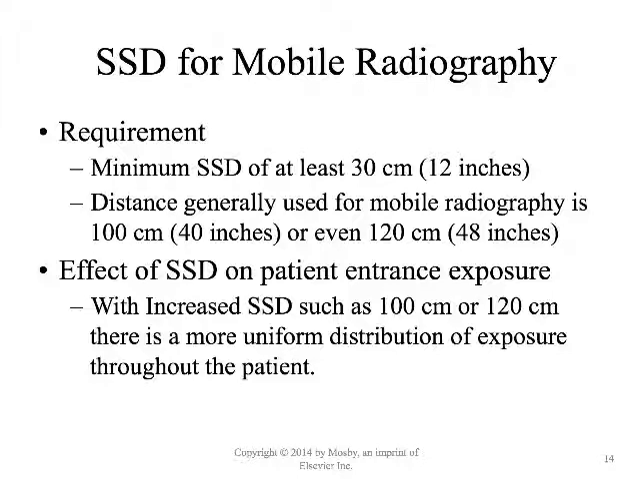So in general, the distance generally used for mobile radiography is 40 inches or 48 inches for when we're doing portable chest x-rays and things.